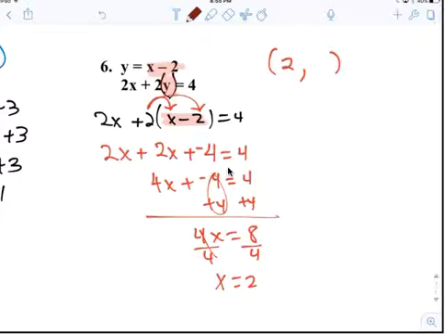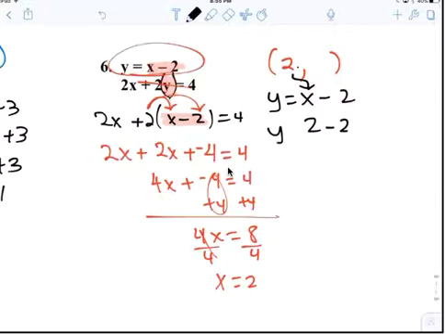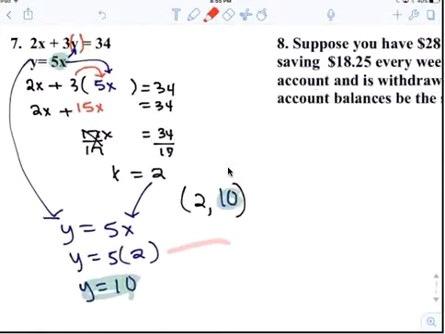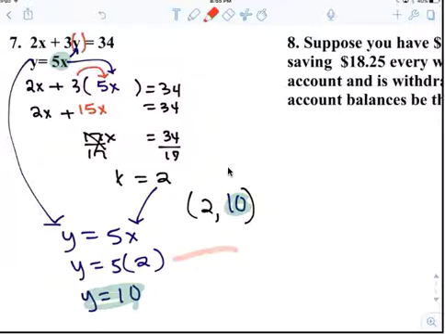We need to find y. This one's much easier than the second one. Let's find y. Okay, for y equals x minus 2, we'll substitute in 2 there. 2 minus 2, y then equals 0. So the graph will meet at 2, 0. Okay? And here's how to do number 7. And I left number 8 blank.